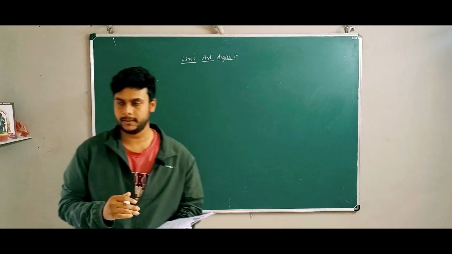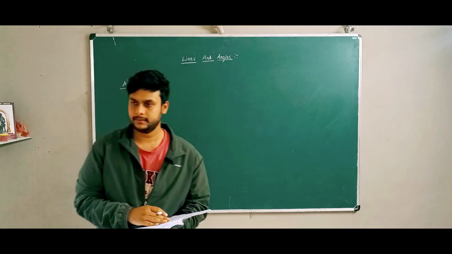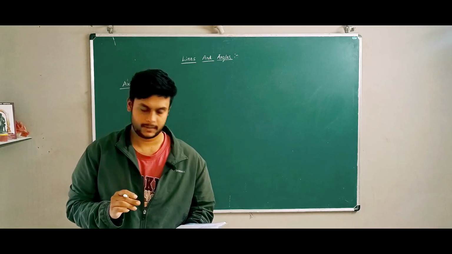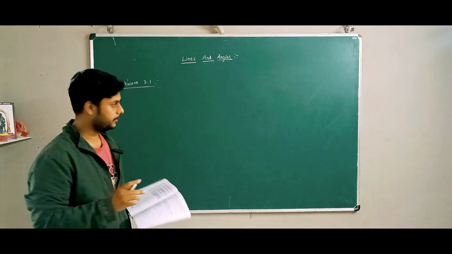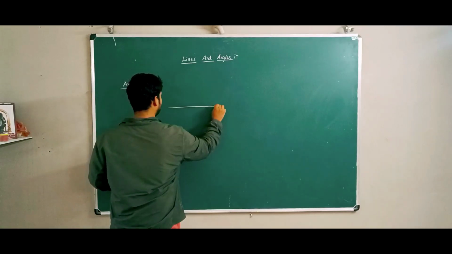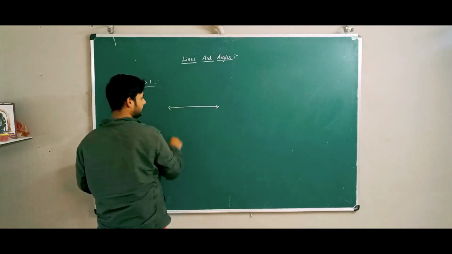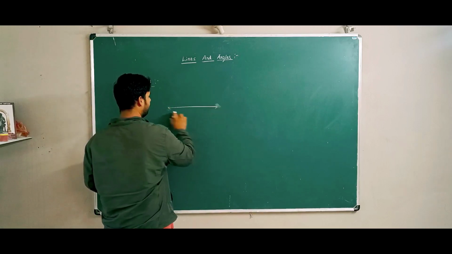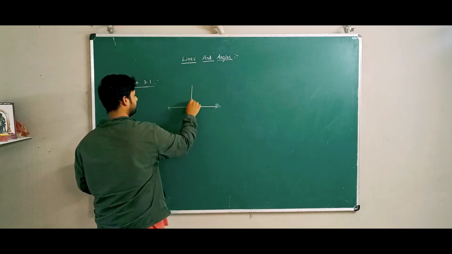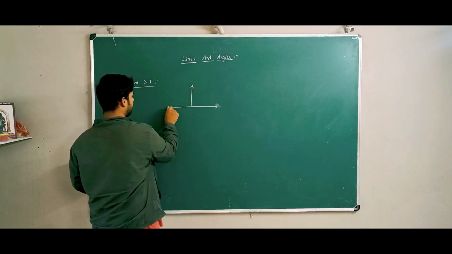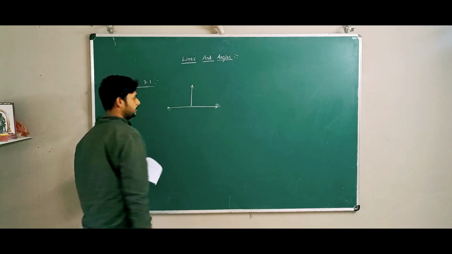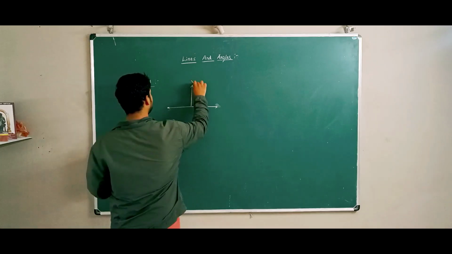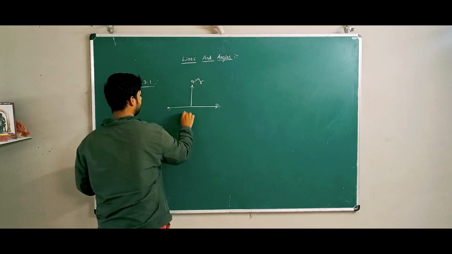I will just dictate, so listen properly. What does it say? If a ray stands on a line, okay, one line I will do. This is a line. Or else we will do this, this is better. If a ray, this is a ray. If a ray stands on a line, correct? This is the ray. This is the line.